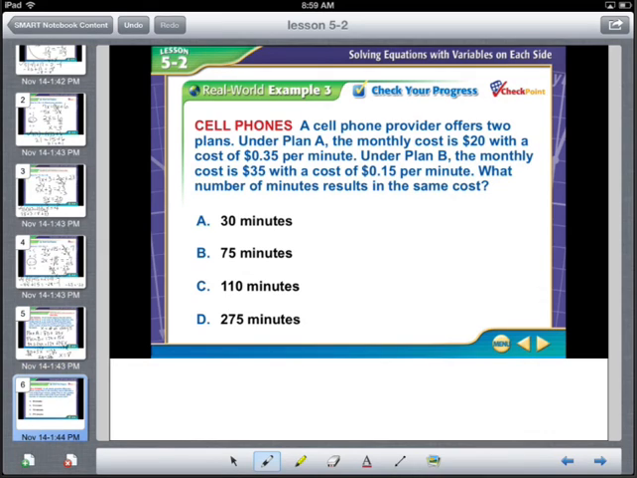All right, a cell phone provider offers 2 plans. Plan A, the monthly cost is $20 with a cost of 35 cents per minute. Under Plan B, the monthly cost is $35 with a cost of 15 cents per minute. What number of minutes results in the same cost? So what I don't know is the number of minutes. So I'm going to let x equal the number of minutes.